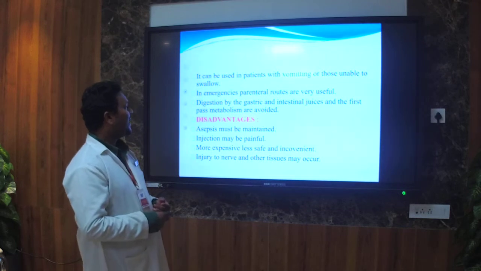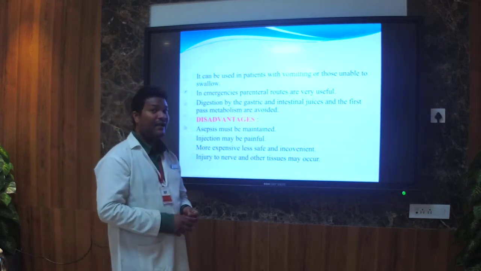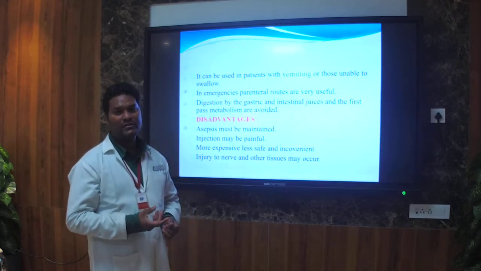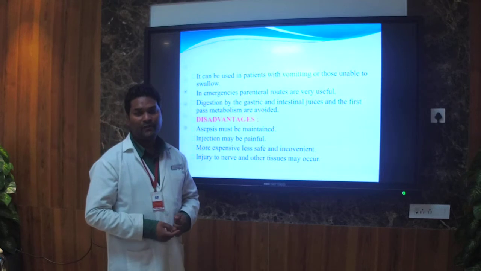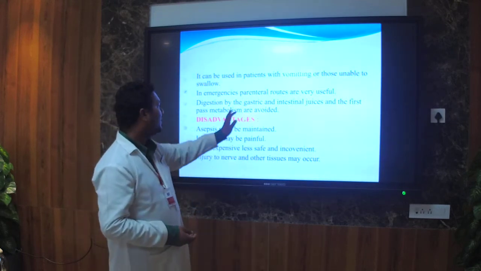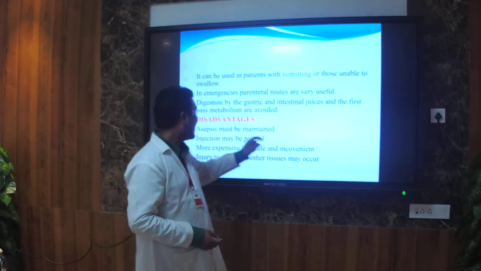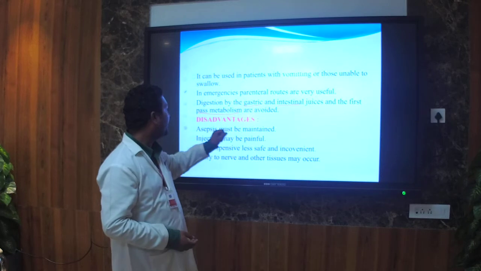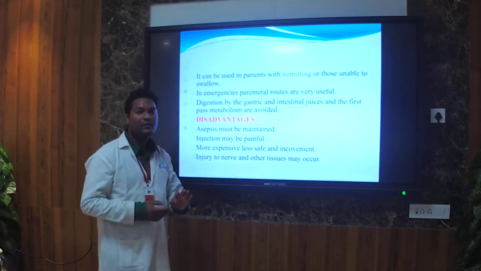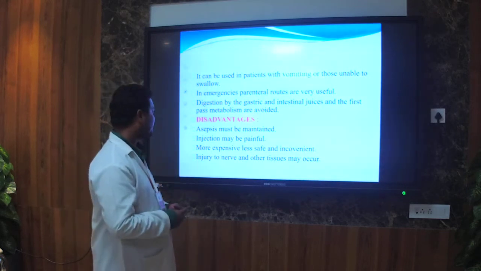Then digestion by the gastric and intestinal juices and the first pass metabolism are directly avoided because we are injecting the drug directly into the system, directly into the body fluids or directly into the blood. So all the gastric juices, intestinal juices and first pass metabolism can be avoided, and the drug reaches the target organ very fast, and we have the resultant action.